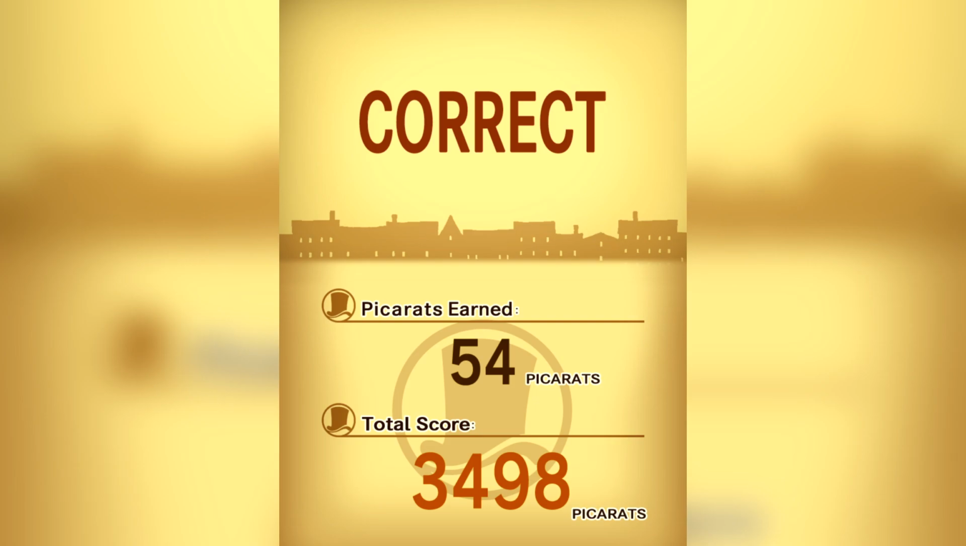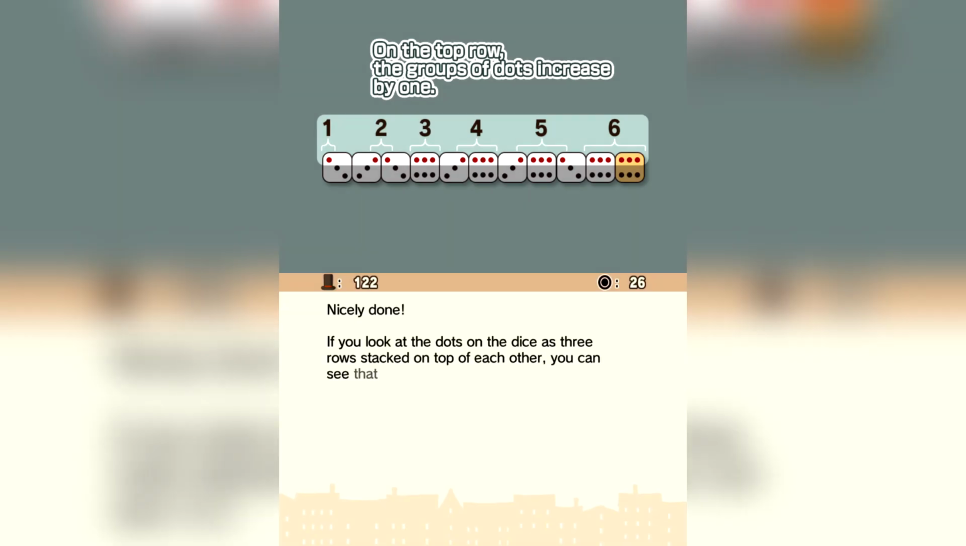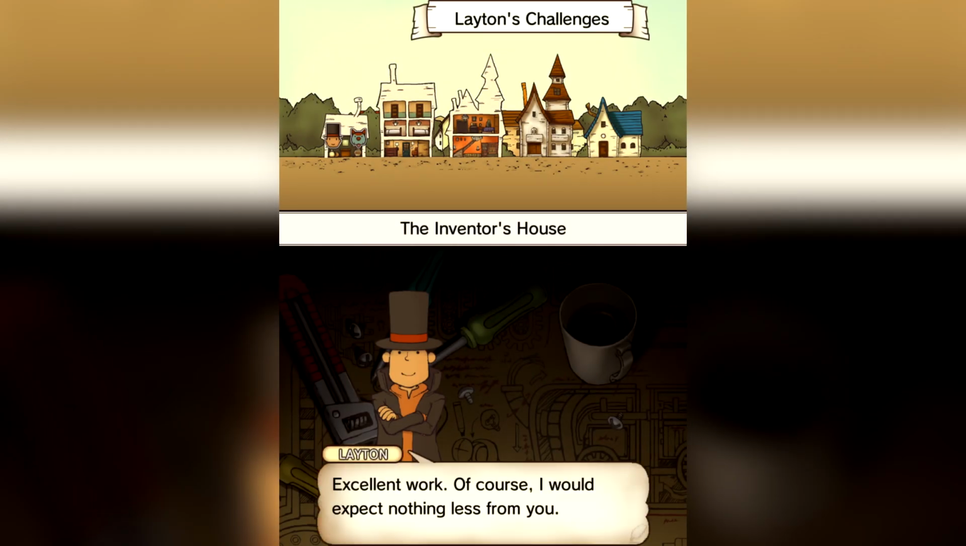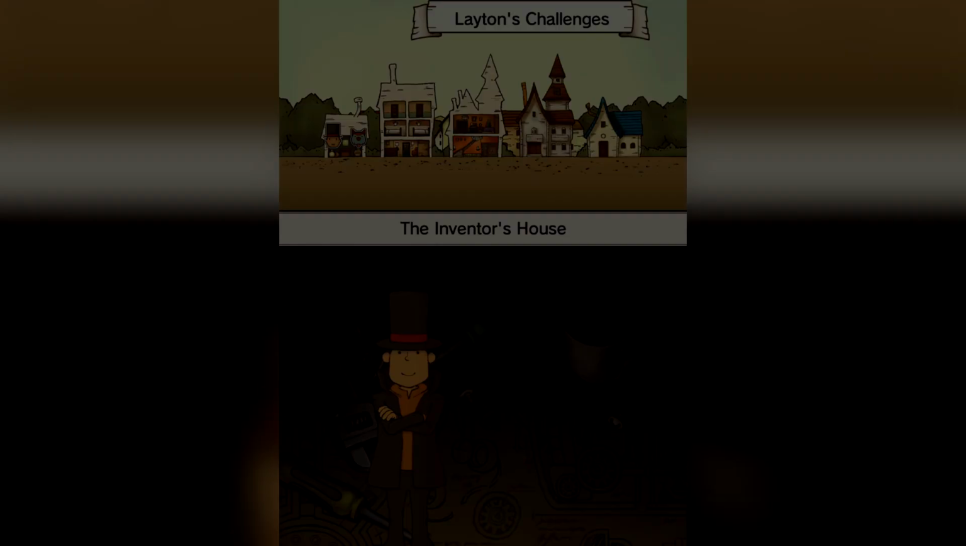There we go, okay. Whew, that one was a bit abstract. Nice enough if you look at the top. Yep, okay. I'm trying to get through as many of these as we can. Excellent work, of course I expect nothing less from you.